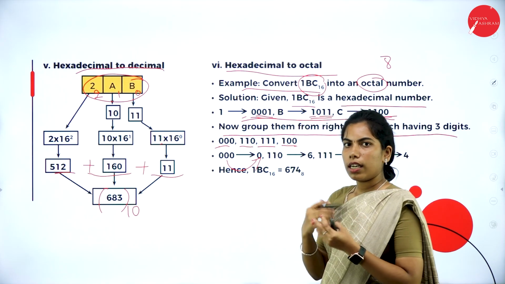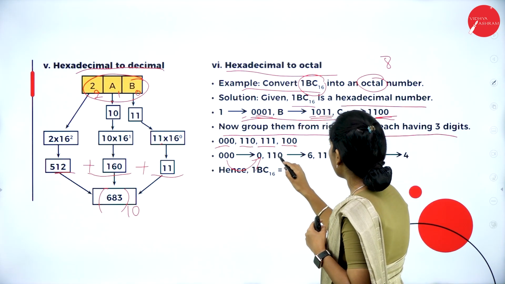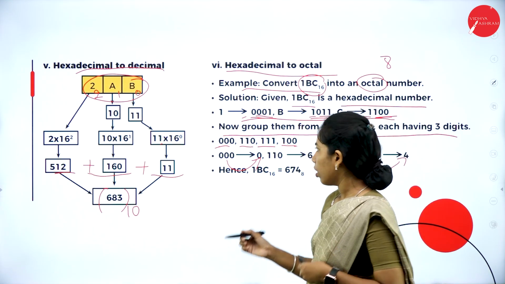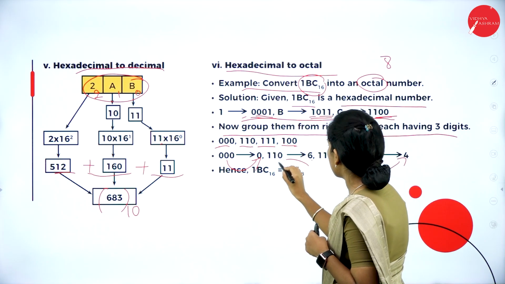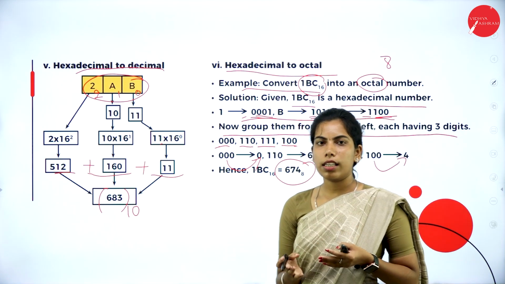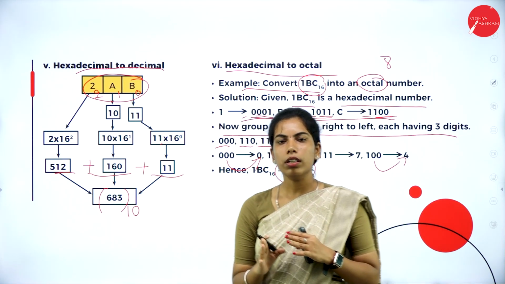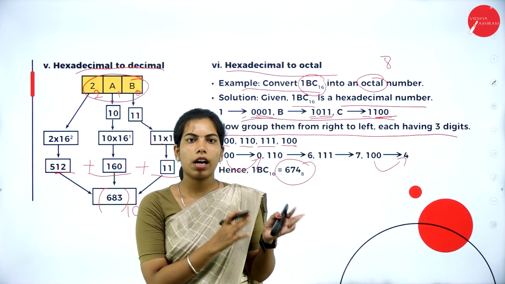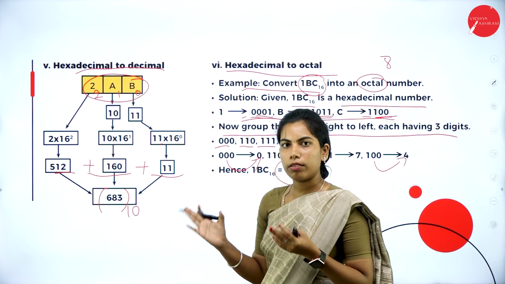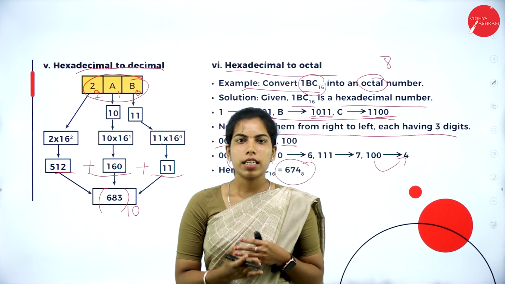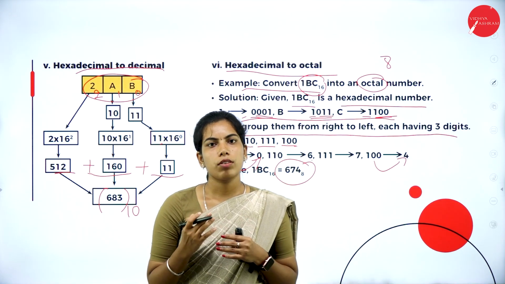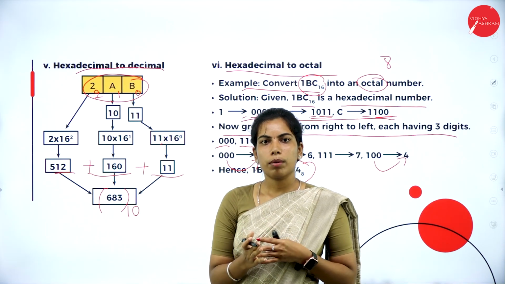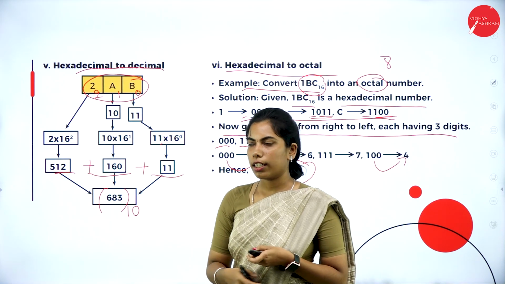When I use this in decimal, 001 means 1, 101 means 5, 111 means 7, and 100 is a 4. When I combine all this, I get 674 as the octal number. Got it now? This is how you convert one number system into another number system. These are some examples, and you can also practice more examples. In the class notes I already did it. So you can convert any number system into another number system. You can practice. Got it?